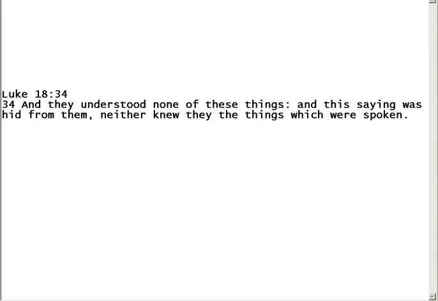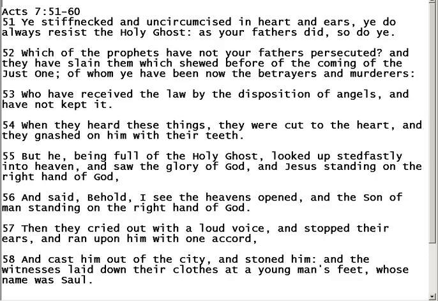So, as we move along through the transitional book of Acts, transitioning from the dispensation of the law to grace, we see in chapter 7 the stoning of Stephen. It's at this point that the Jews totally reject the Holy Spirit. Now look here with me at Acts chapter 7, verses 51 through 60.